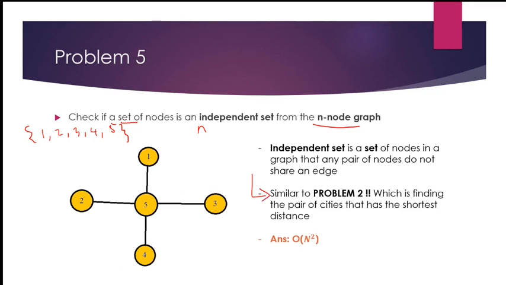Therefore, this problem is similar to problem 2, in which we find all the possible pairs in n cities, and later we determine which pair is the shortest distance. And for this problem, we're trying to find all the possible pairs from n nodes in the set. Later on, if any pair shares a common edge, then it's not an independent set. Therefore, the runtime for this problem is also O(n squared), similar to problem 2.